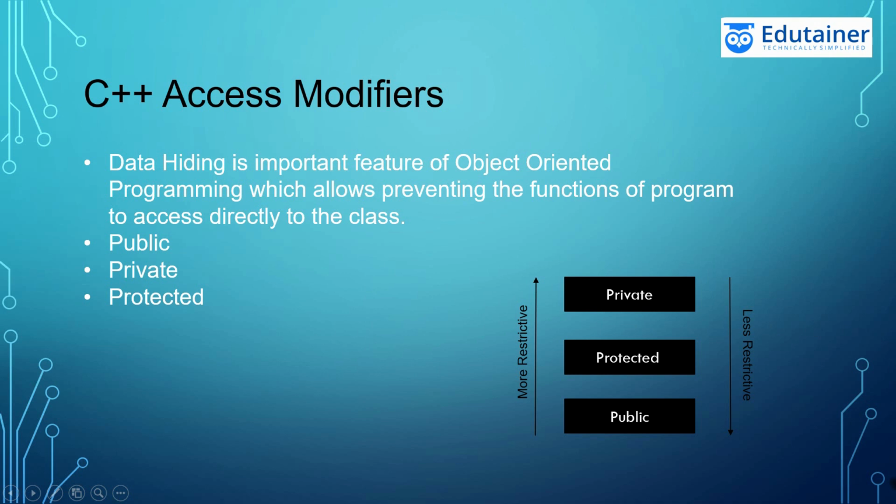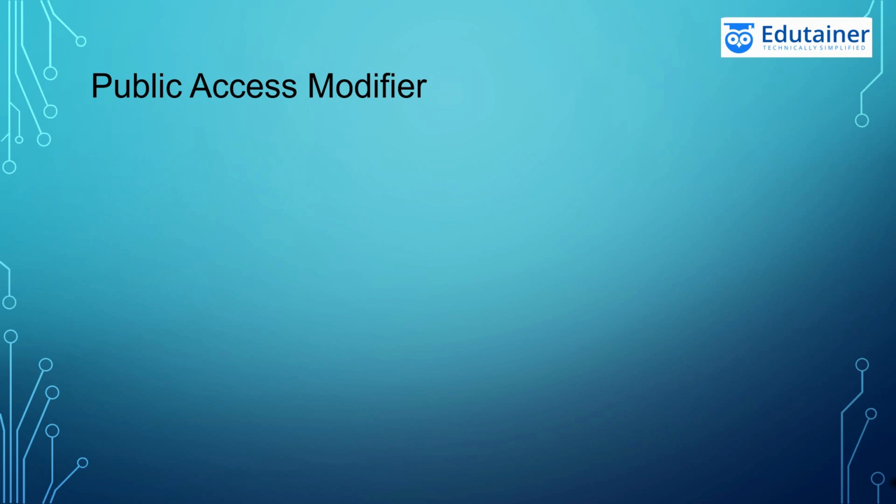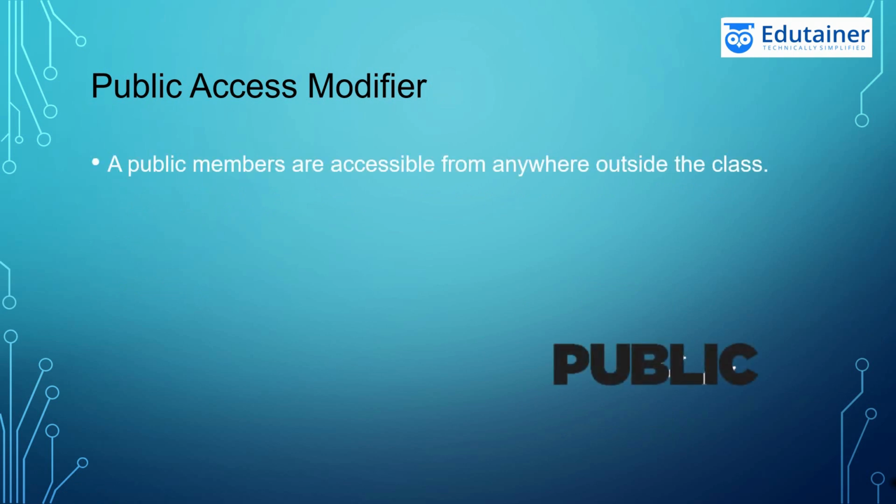As I told you, each of them performs a different role. In public, all the member functions and variables can be accessed in the complete program. In private, you cannot access those member functions and variables throughout the program. So let's start with the public access modifier. Public members are accessible from anywhere outside the class.